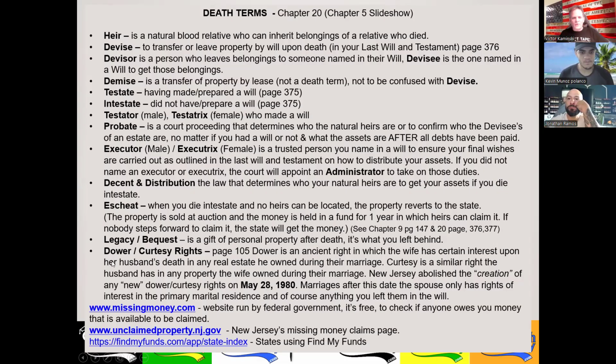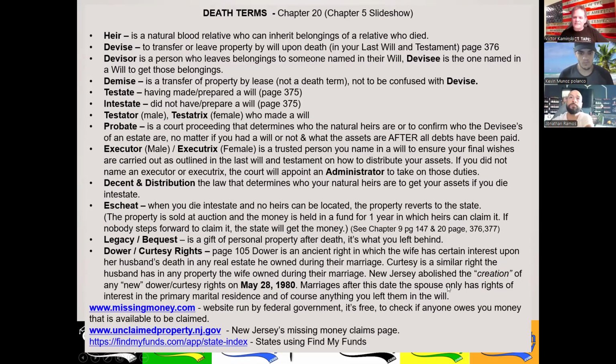Okay. Yeah, the way to remember this, the way I just told it to you. Dower begins with a doe, and a doe is a deer, female deer. That's the wife's right. And courtesy, because men should be courteous to women, that's the man's right in the wife's property. So dower is an ancient right in which a wife has certain interest upon her husband's death in any real estate he owned during their marriage. Courtesy is a similar right that the husband has in the wife's property that she owned during their marriage. New Jersey abolished the creation of new dower and courtesy rights on May 28th, 1980.